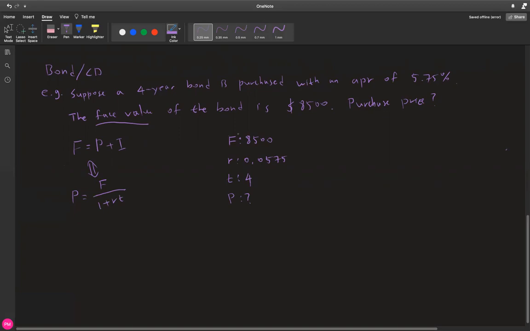So we actually know everything else that's needed in this formula. The face value in this case is $8,500, and it's divided by 1 plus. Here R, the APR in decimal, is 0.0575, and you're multiplying by 4.